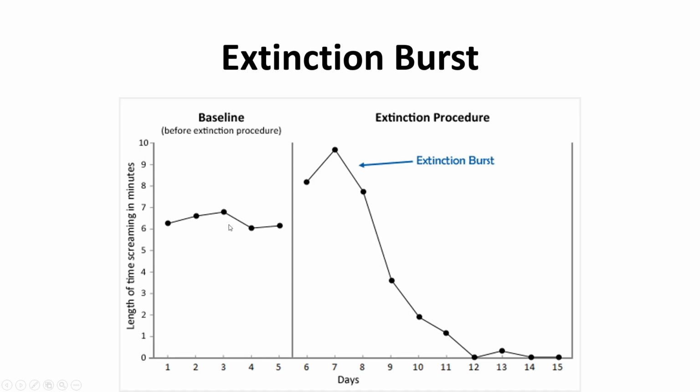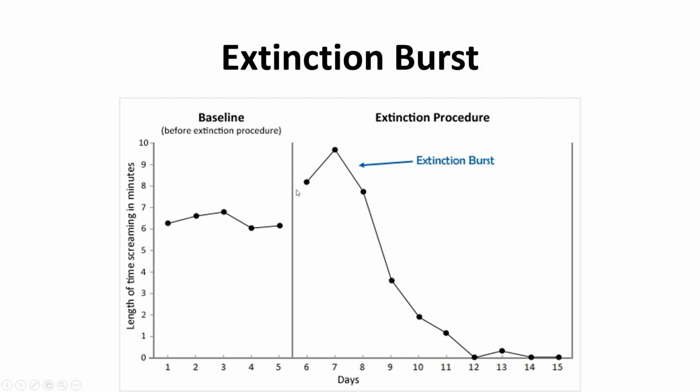Now, what does that look like in our data? Let's orient ourselves on the graph here. We have length of time screaming in minutes. So this would be, say, a child who cries at bedtime, and the parents are trying to get them to stop crying and screaming before they go to bed. The baseline is what happens before our extinction procedure. So this is just the child cries every night at bedtime, and we look at them for 5 days. So 5 different bedtimes. The child cries for about 6 minutes each night.